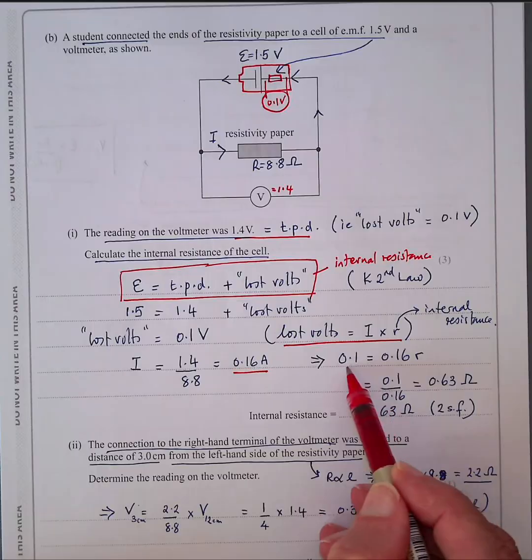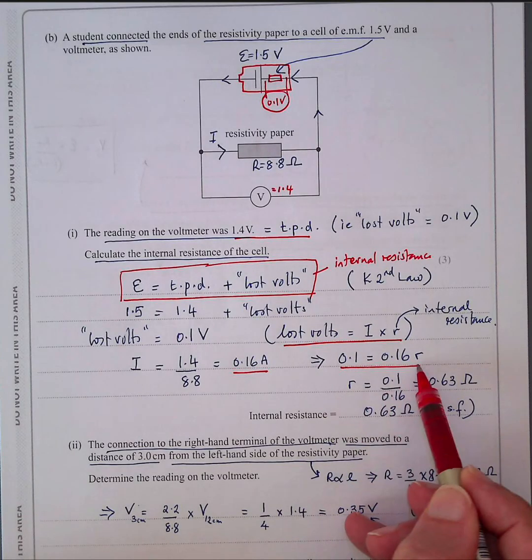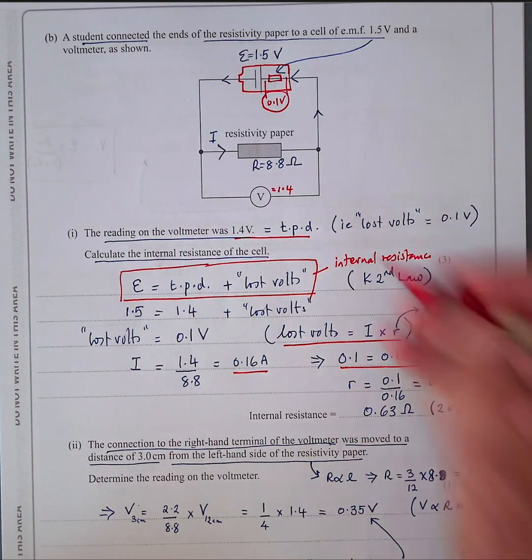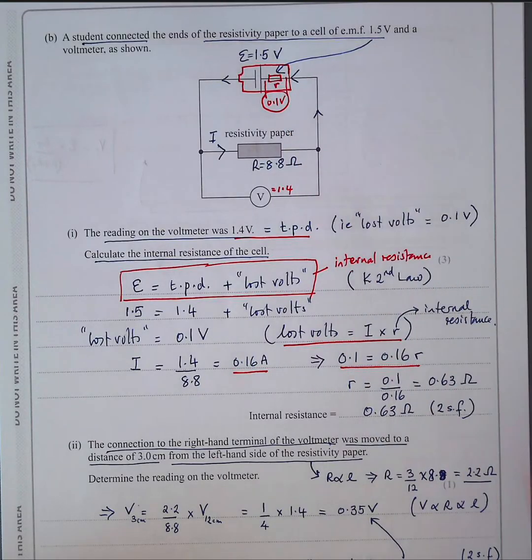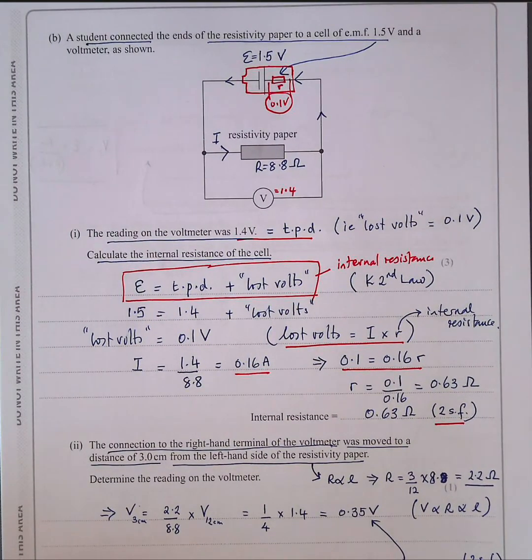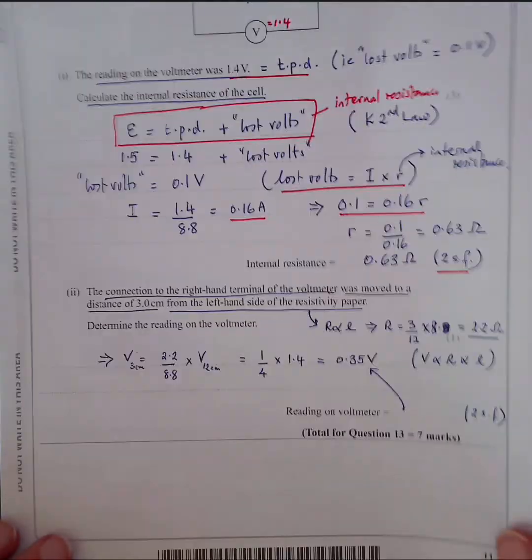Once you've got I, you can then put it in there to find the missing value, which is the internal resistance r inside the cell. So it gives you a value of 0.63 ohms. Two significant figures is correct because most of the values given are only given to two significant figures.